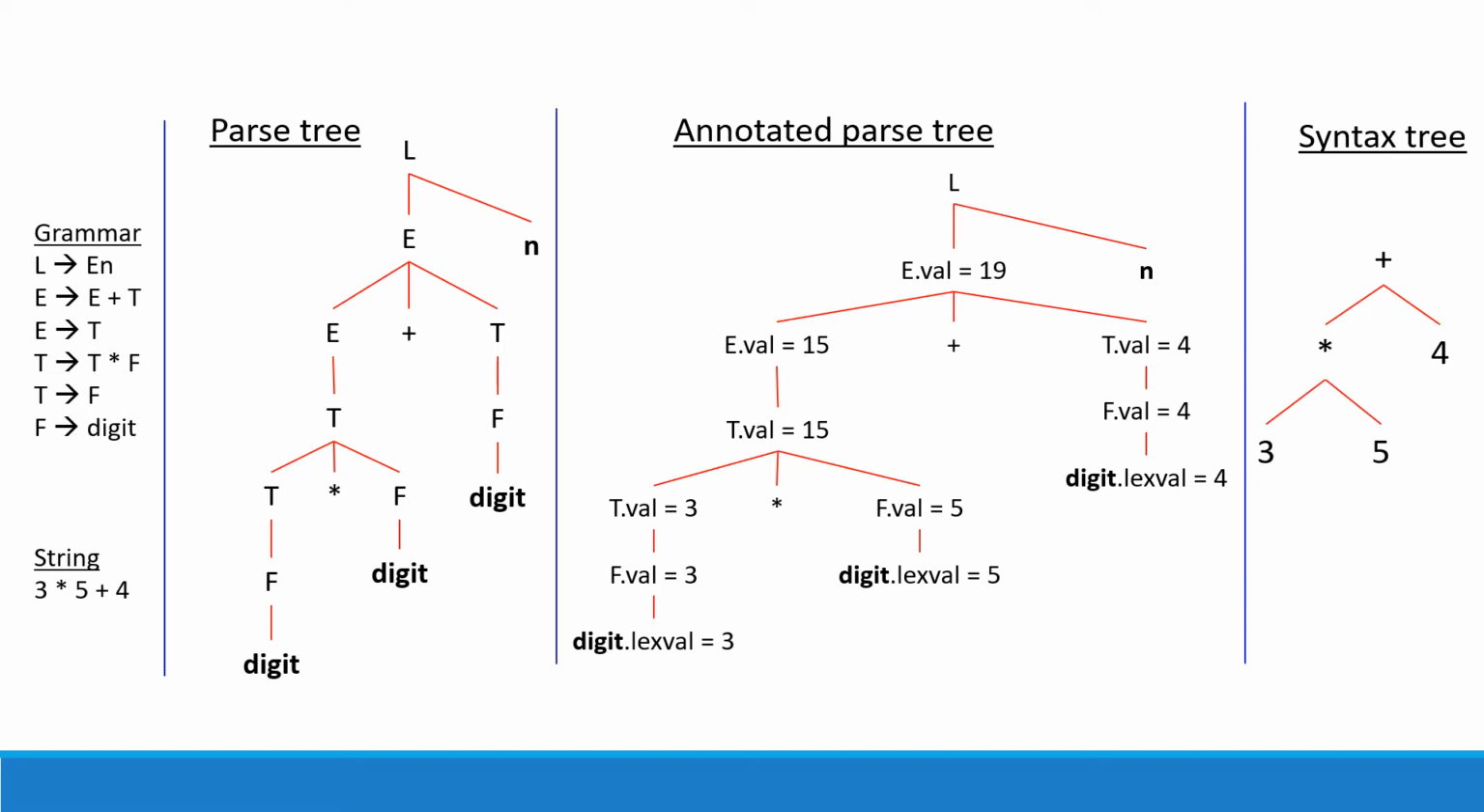3 and 5 will be multiplied first. The answer will be added with the 4. So here you can observe that your nodes are all terminal symbols and there are no non-terminal symbols present.